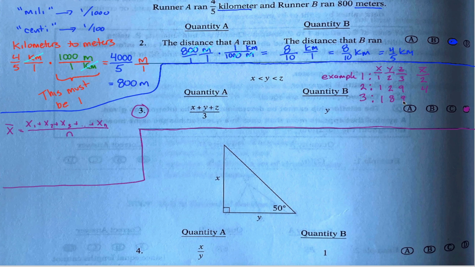Add those three numbers up, you get 18. 18 divided by 3 is equal to 6. Note that 6 is less than 8. So in this case, quantity B is bigger than quantity A.